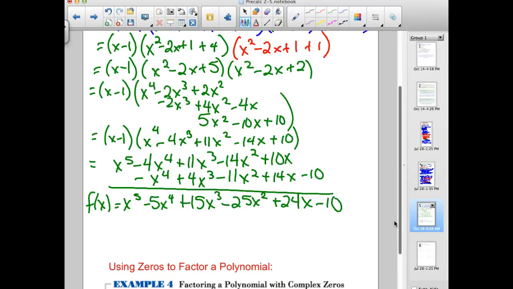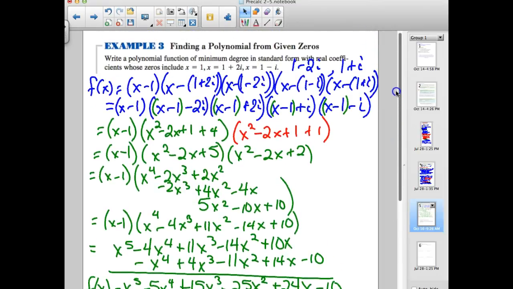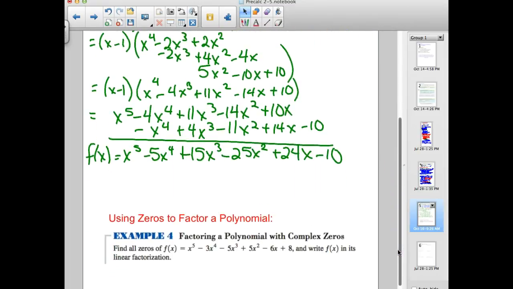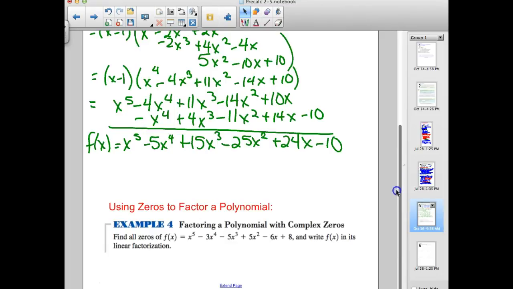So once again, you could type that in your calculator to check your zeros. However, there was only one real zero at x equaling 1. So that's the only one that you would see on your calculator as an x-intercept. All right, we're going to stop here for day 1 and pick that up tomorrow.